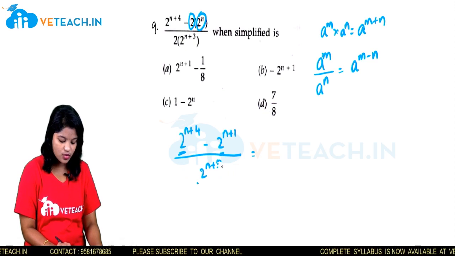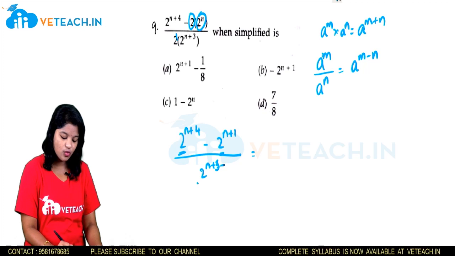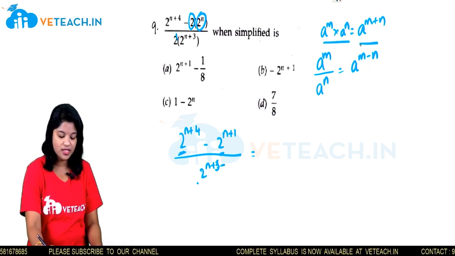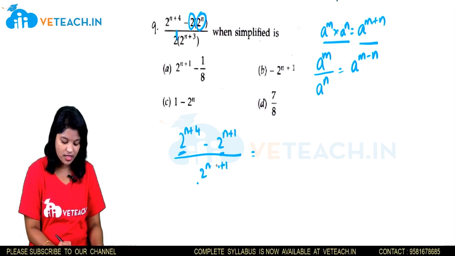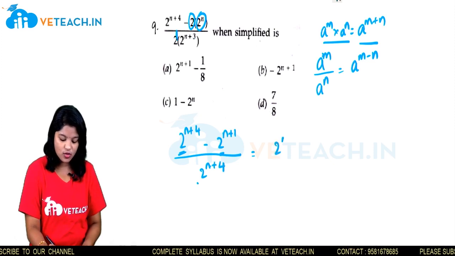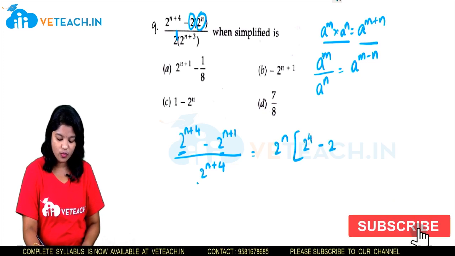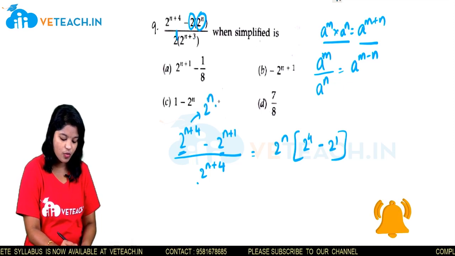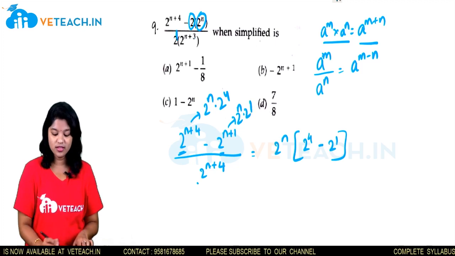So write down here this one also, 2 power n plus 3 into plus 1, because a power m into a power n is equal to a power m plus n. So 2 power n plus 3 plus 1, that is nothing but 2 power n plus 4. Now I am taking 2 power n common here, I will get 2 power 4 minus 2 power 1. Why? Because this 2 power n plus 4 can be written as 2 power n into 2 power 4. This one, 2 power n into 2 power 1.